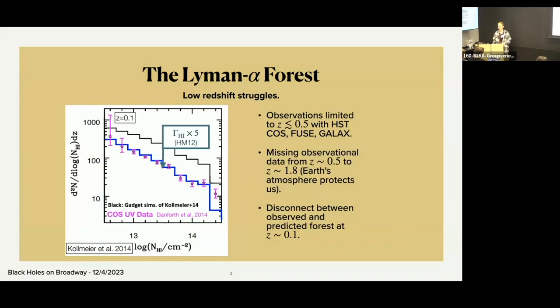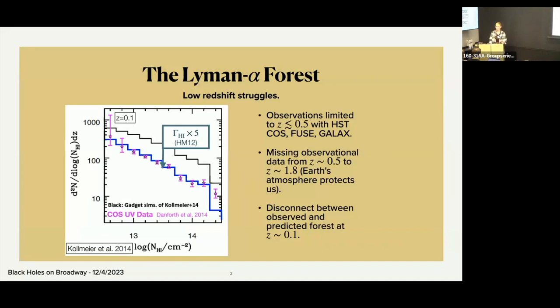Basically, you need either photons or heating, but as you can see in this plot, that black line is some of the Gadget simulations, and you can see when compared to the observations, which are the pink points, you really do not have a match there, and you need to correct the UVB by a factor of 5 to actually get those values to line up.